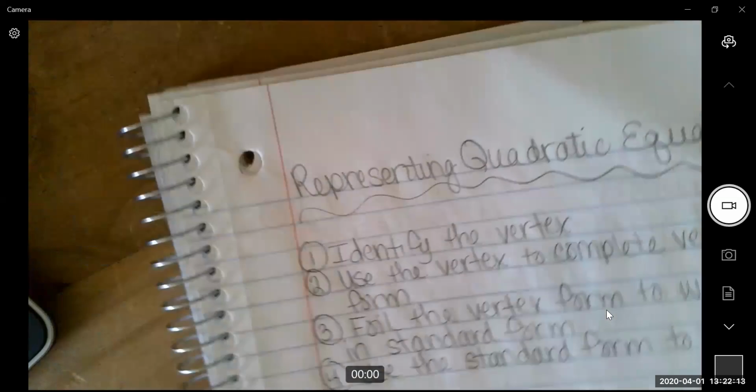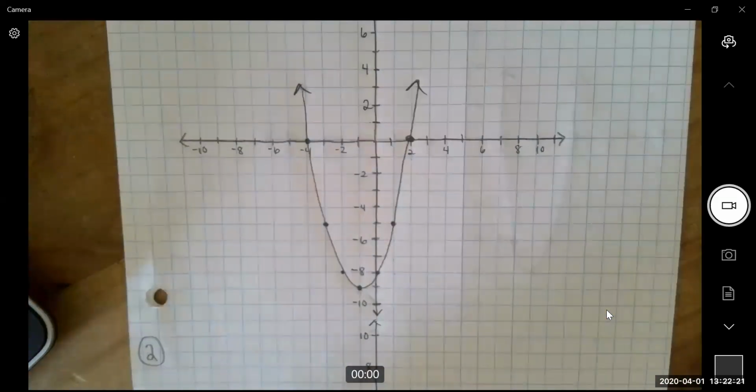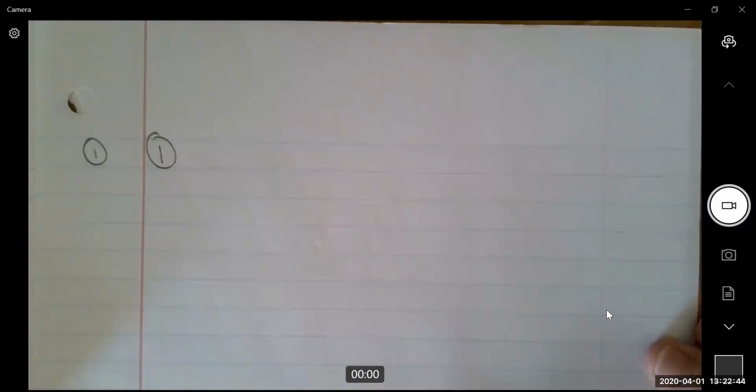All right, so let's refer back to the first graph. On the first graph, what is the vertex? I'm going to label this 1. I'll get this situated. Sorry. It's not easy being a left-handed person sometimes. All right, so number 1. Step 1, we're going to find the vertex. The vertex is -1, -9.